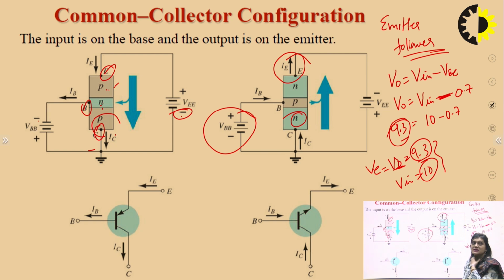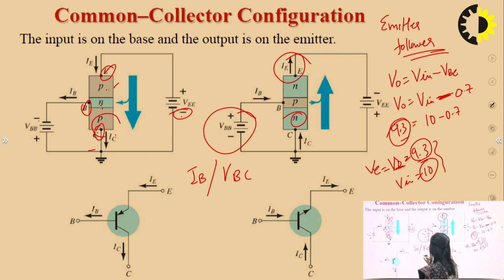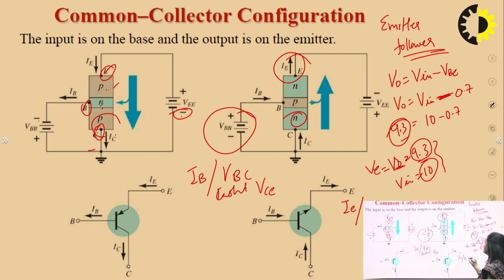And here we can see the input characteristic will be plotted between the input current IB and VBC, keeping VCE constant. This is the input characteristic that will be plotted. And the output characteristics will be plotted between IE versus VCE, keeping IB constant. So this is for the output characteristics and this is for the input characteristics.